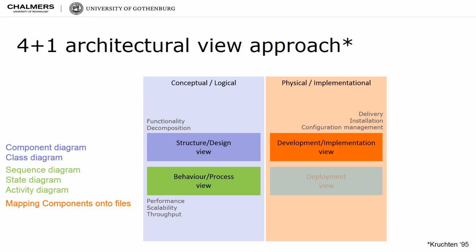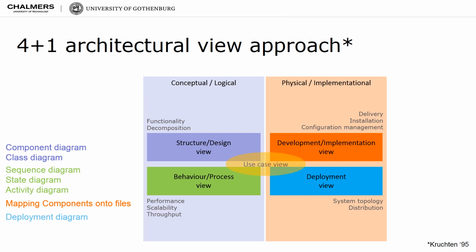The fourth view is the deployment view. This deployment view is concerned with the topology of software components and their physical distribution, and also it addresses the network connections between these components. The UML diagrams that can be used to represent the deployment view include the deployment diagram.